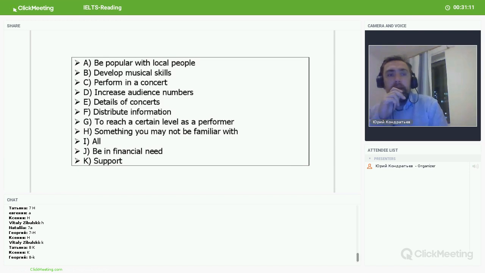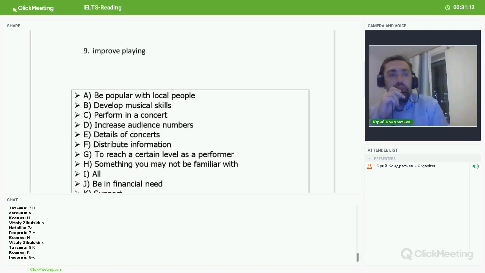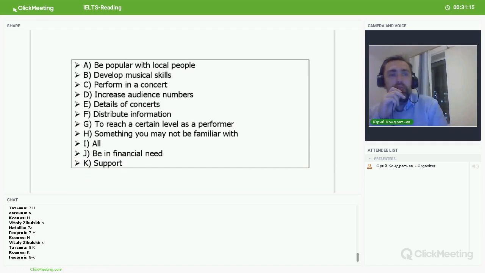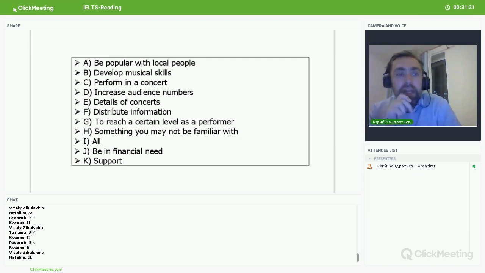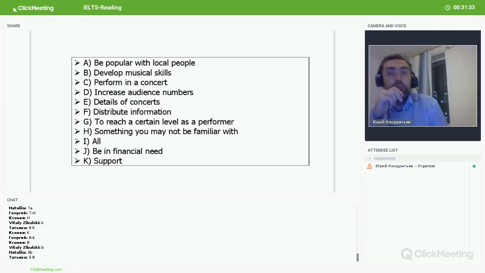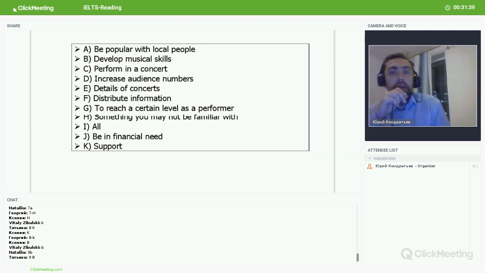Okay. Then number 9, the word is improve playing. So to improve playing. B. And you can see that improve and develop, they are, well, they are synonyms. And playing and musical skills, they're also synonyms. So we have 2 points for this answer. Even for the phrase, because in the sentence there will be more keywords. It's just one keyword. Okay.